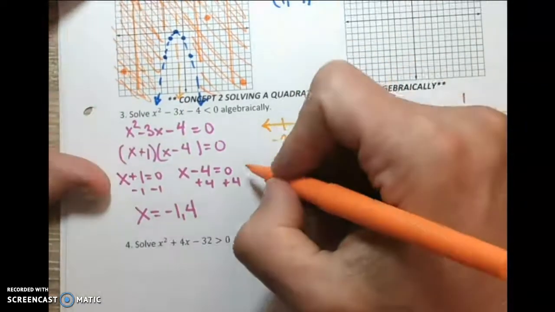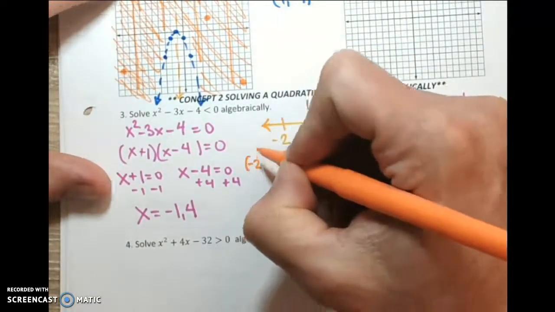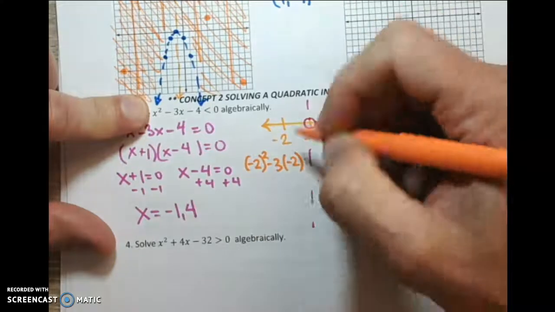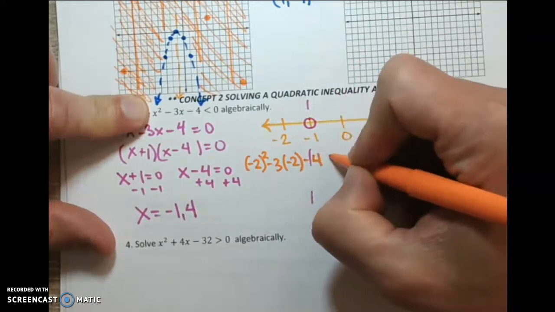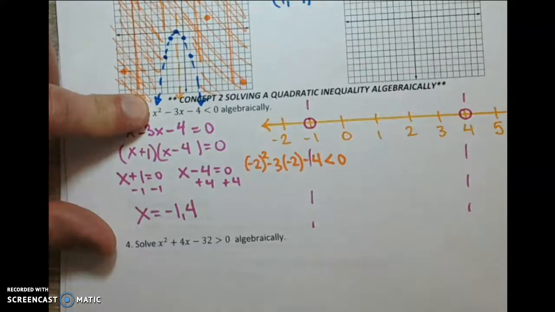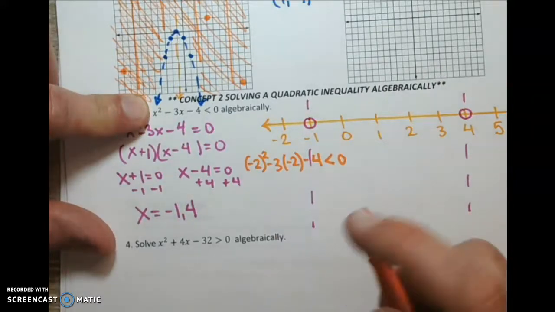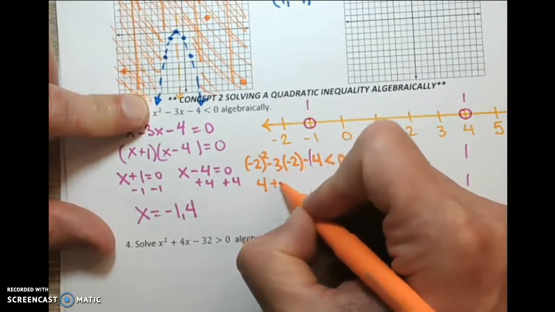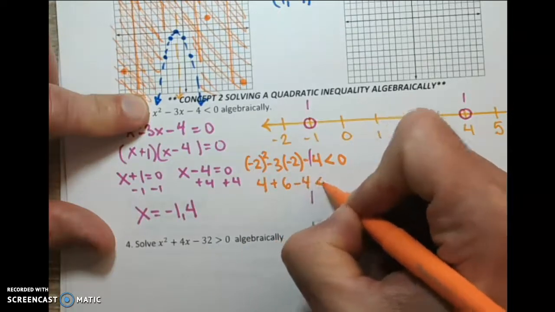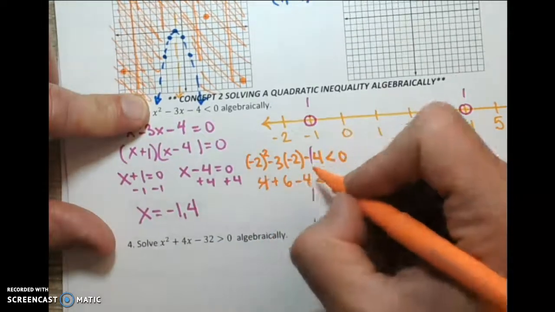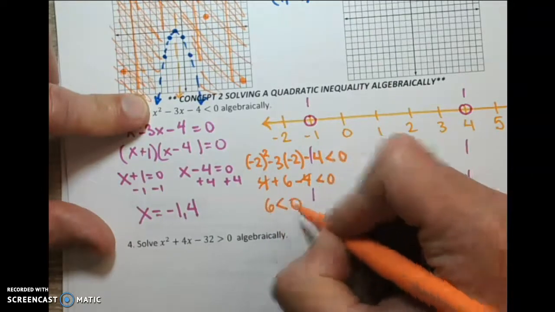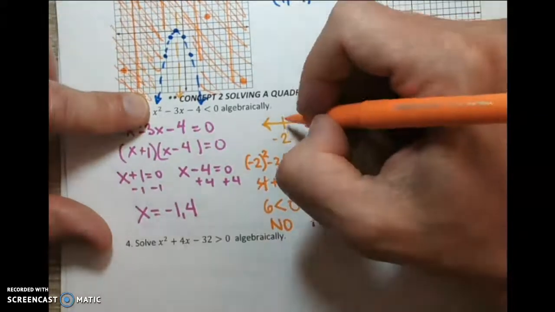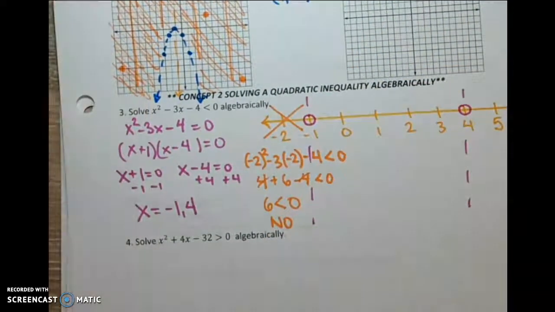So what I'm going to do is basically plug in negative 2 for x: negative 2 squared, minus 3 times negative 2, minus 4, and is that less than 0? Okay, so negative 2 squared is 4. Negative 3 and negative 2 multiplied give me positive 6, minus 4, is that less than 0? Well, 4 minus 4 cancels. Is 6 less than 0? No, right? So that means it doesn't go over here.